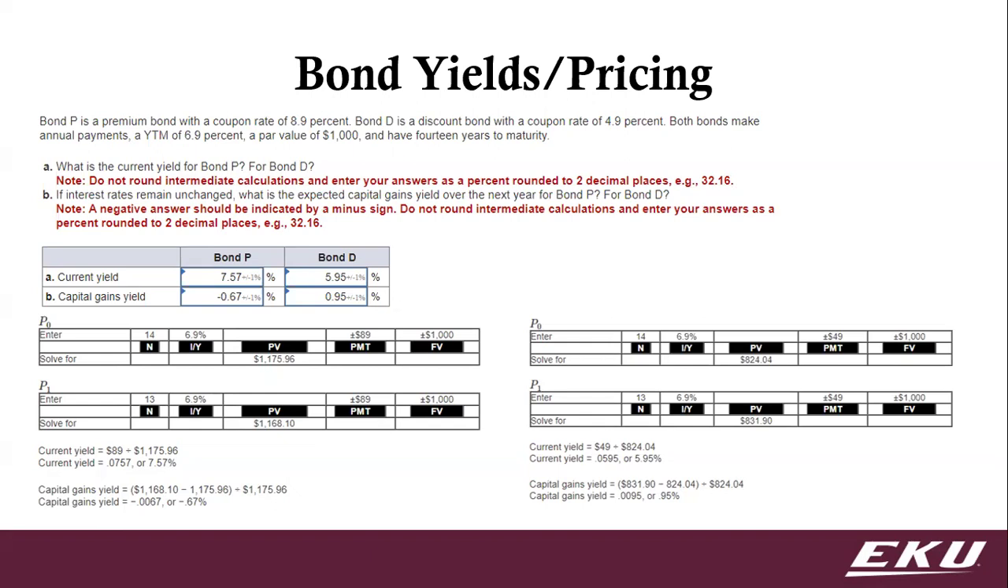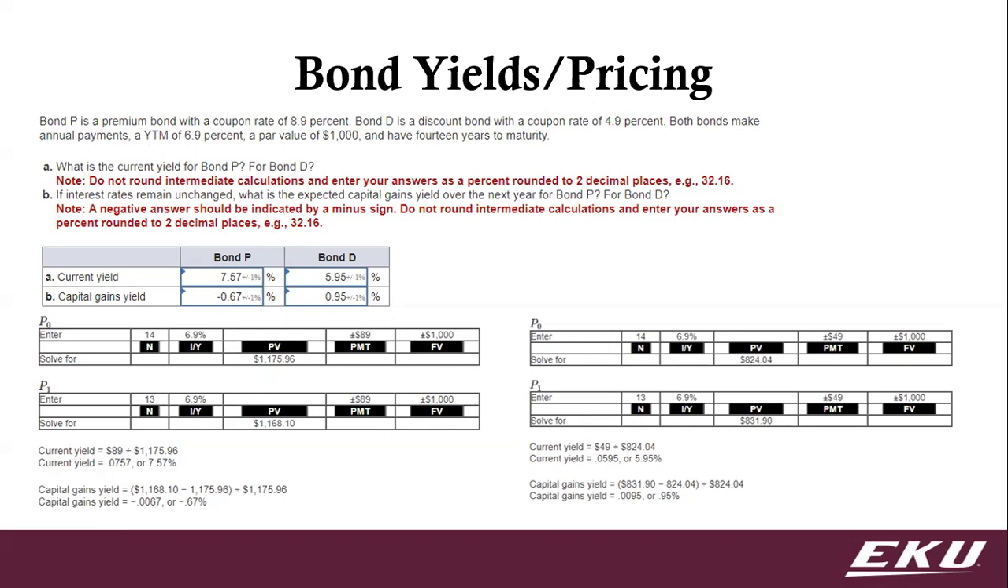Okay. And if you add those two together, the current yield plus the capital gains yield, you should get that 6.9% yield to maturity, because yield to maturity is the total yield: capital gains yield plus current yield, right? So even though they differ, and one has a higher current yield while the other has a higher capital gains yield, they actually have the same total yield.